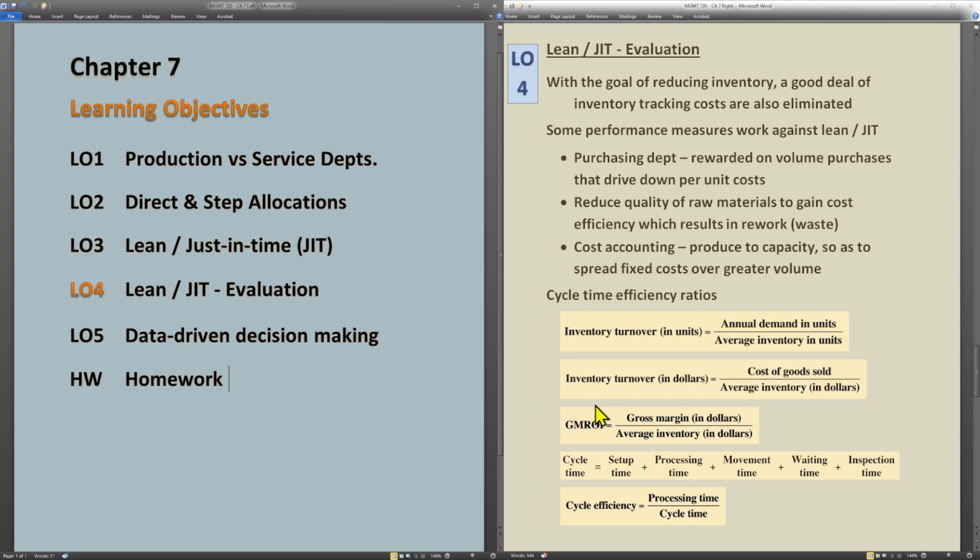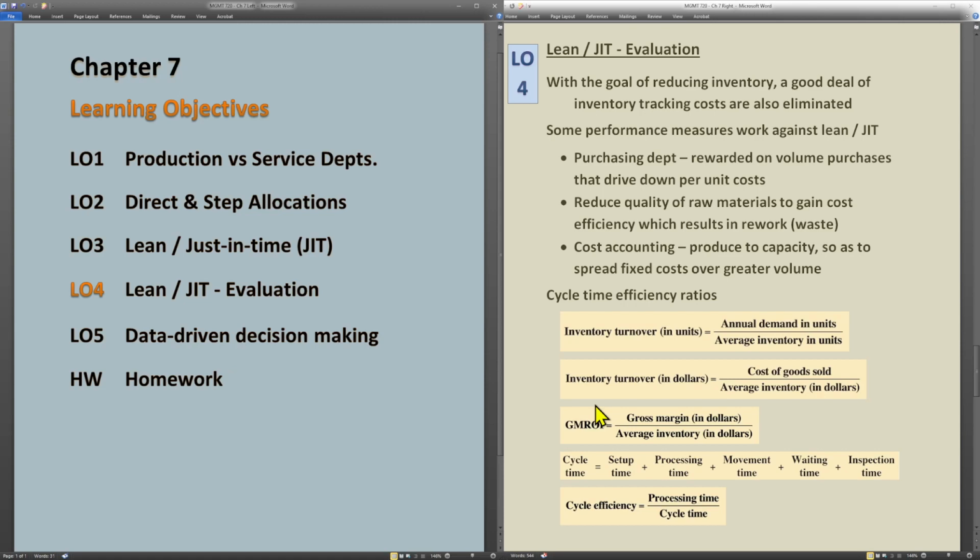You do have some cost savings because the less inventory you have to track, the less you have to put into a huge sophisticated inventory tracking system. So there are those costs again. So carrying costs go down and the inventory tracking goes down. And those are all good costs. But the way a company normally operates sometimes works against lean manufacturing and JIT.